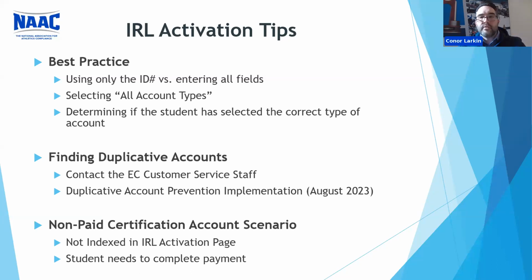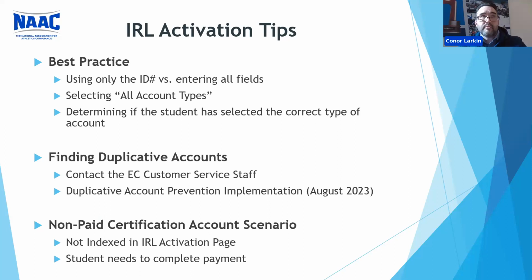I'll also note for this audience that the EC recently implemented a duplicative account prevention process that is basically aimed at restricting students and their families from creating more than one account. So you may continue to find more than one account for some students who have registered in the past, back in the sophomore or junior year of high school. They may have created additional accounts beyond that. This process was implemented in August. So while you may continue to see duplicative accounts for this current cycle, we anticipate that this number should quickly diminish as we proceed through the upcoming cycles.